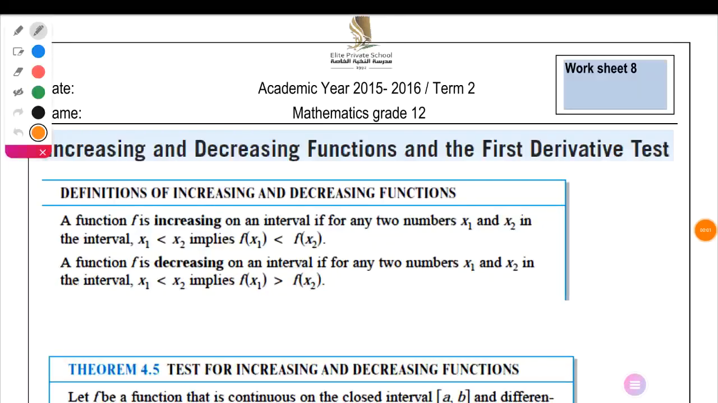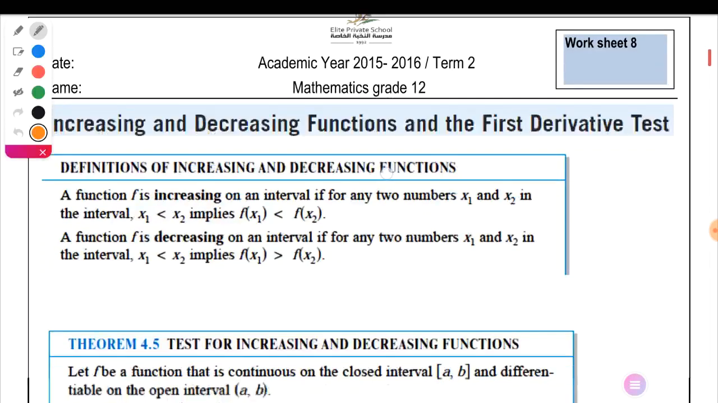Hello guys, today we are going to define three new concepts, which are increasing function, decreasing function, and the first derivative test. We begin with the definition of increasing function.